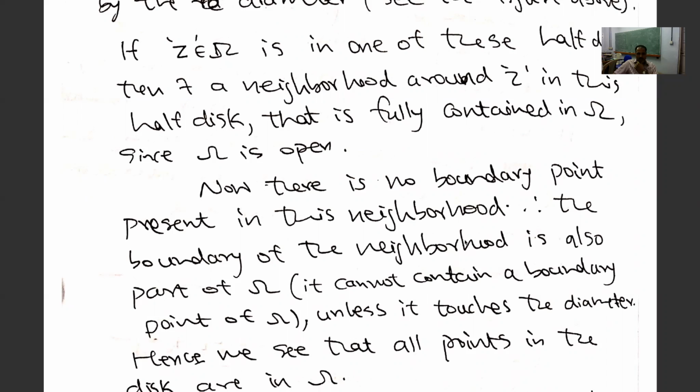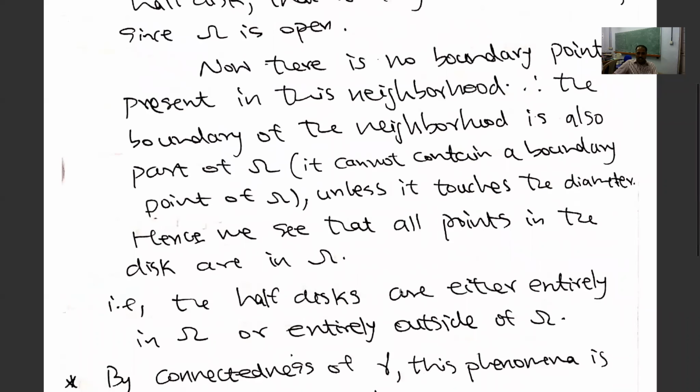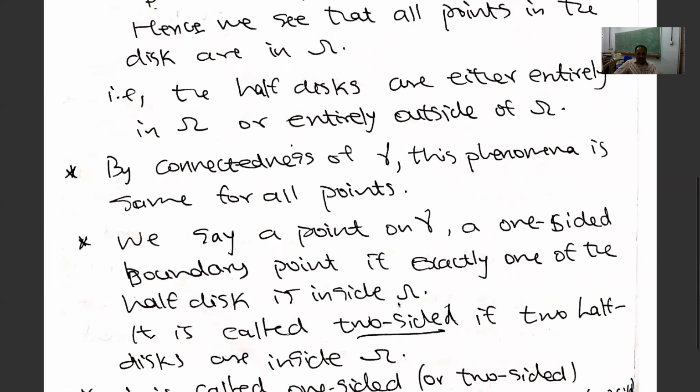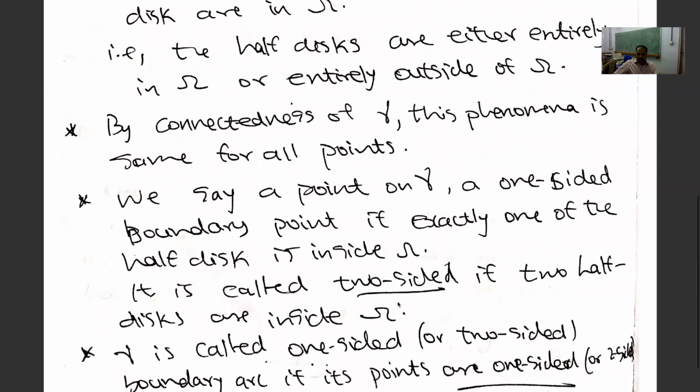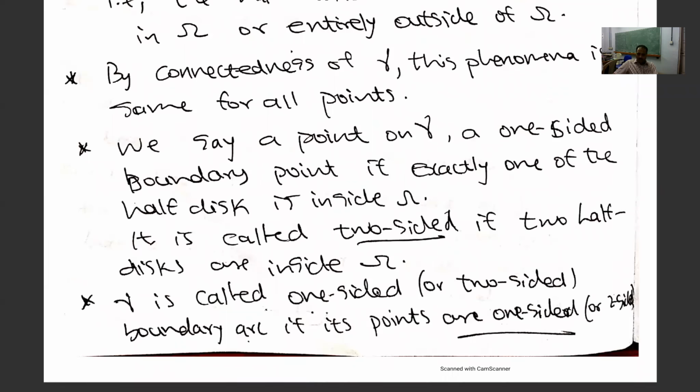So all the boundary is part of omega. Again, by openness, you can get a larger disk, and keep on doing like this. You obtain that the whole half disk is part of omega. So the only possibility is that either both half disks are part of omega, or at least one of them will be part of omega. If both of them are part of omega, we call it a two-sided arc, and if only one of them is part of omega, then we call it a one-sided arc.